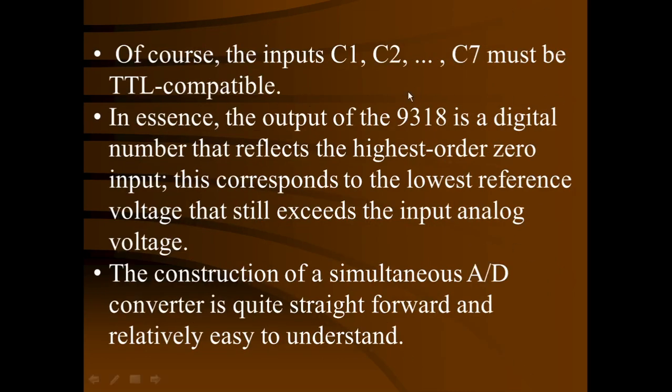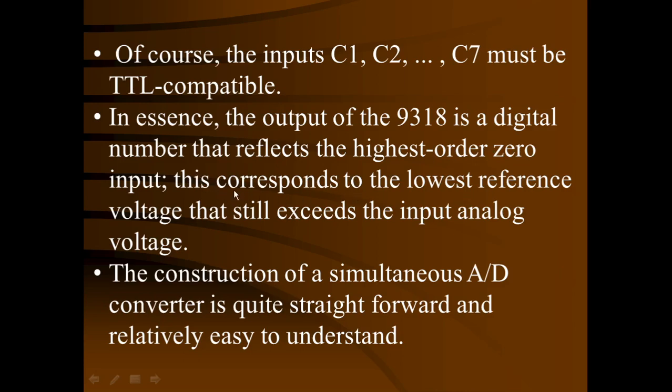Of course, the inputs C1, C2, C3 must be TTL compatible. That means the outputs of all the comparators must be compatible with this TTL IC. 9318 is a TTL IC. That means the output of the comparator, maybe an op-amp, should be TTL compatible. That means the input must be in the range from 0 to 5 volts. That is required.